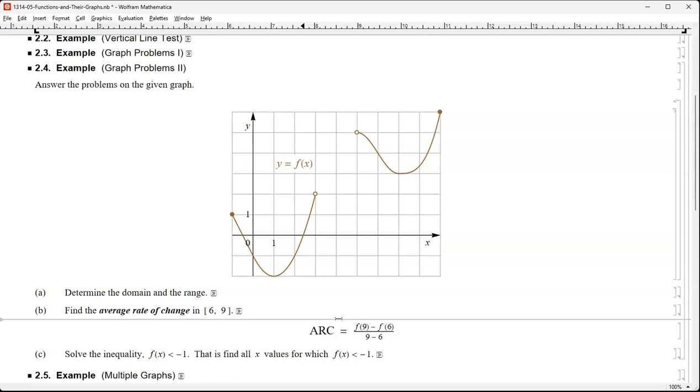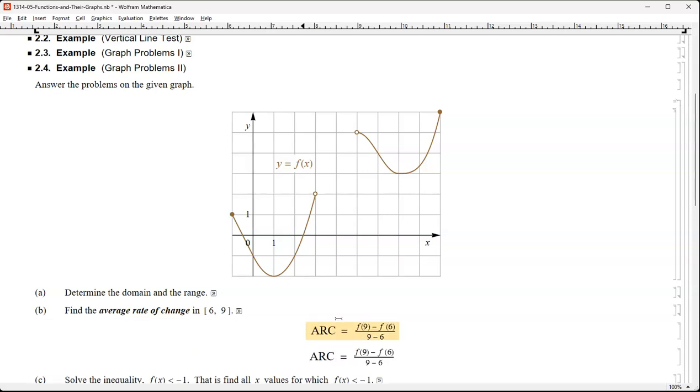In general, the average rate of change formula is going to be like this: f of b minus f of a over b minus a. Some people call it difference quotient or even Newton quotient. Average rate of change, yeah, that too is a widely accepted term. But that's just a formula, and if you just plug it in, you can answer the question.